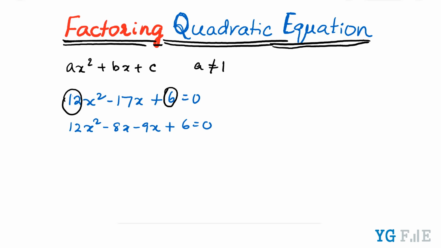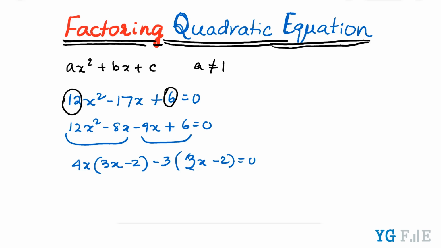Now we will take the common expressions and then find the common factors. Here 4x is common, so I can write this as 4x times (3x minus 2), because 4x into 3x is 12x squared, minus 8x. In the second part, if I take 3, I get 3 times (3x minus 2) equal to 0.